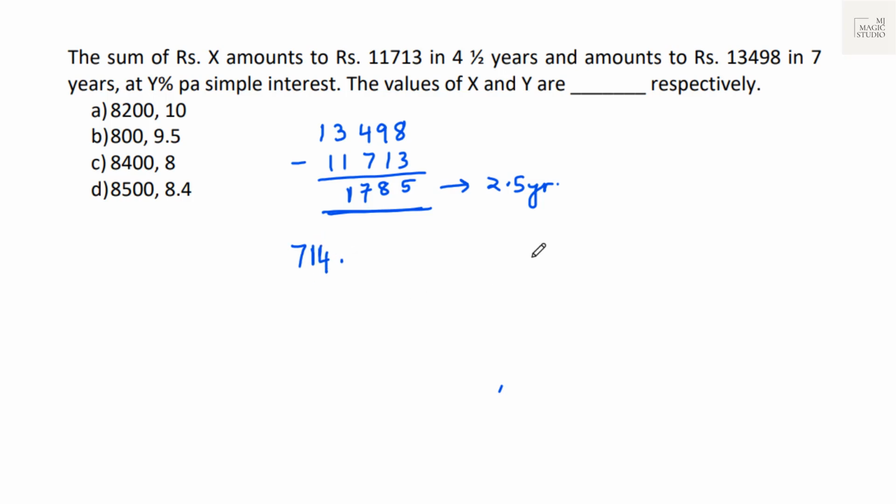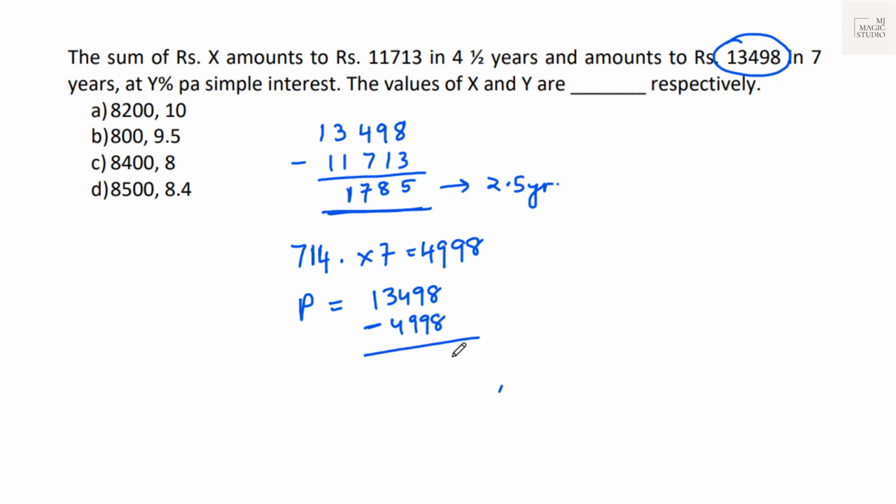That means the interest earned in 1 year is 714. So how much is the interest earned in 7 years? 7 times 714 is 4998. Therefore, the principal is the amount in 7 years minus the interest earned in 7 years: 13498 minus 4998, which is 8500. The only option which features 8500 is option D. Option D should be the pick.